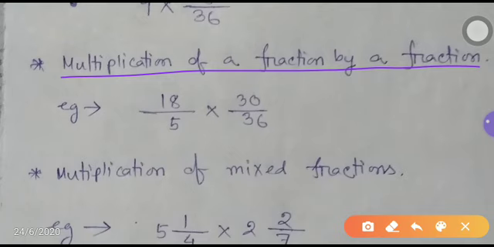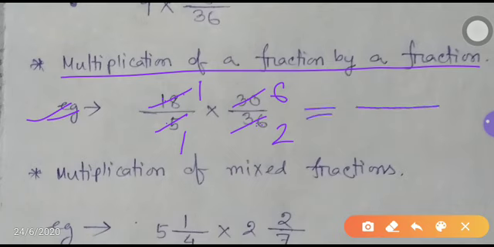These two fractions you see: 18 by 5 into 30 by 36. Here first we will see whether any common factor is there or not. So 18 and 36: 18 ones are 18 and 18 twos are 36. 18 is common between them. And 5 ones are 5 and 5 sixes are 30. We always have to cancel out between numerator and denominator. Numerator and numerator we cannot cancel, and denominator and denominator we cannot cancel. We have to cancel by the common factor between numerator and denominator.